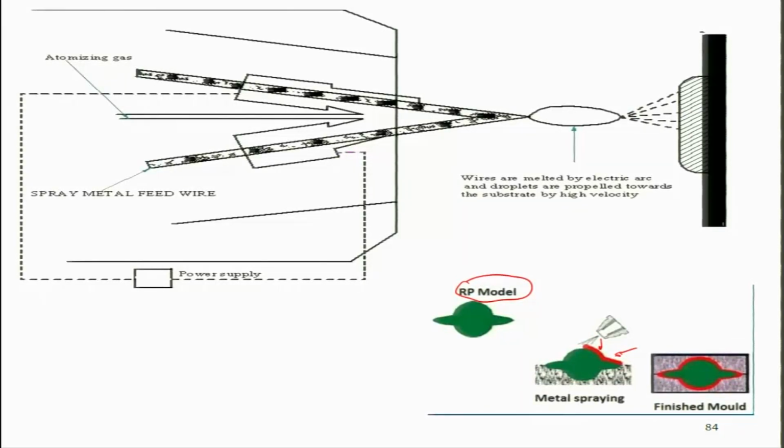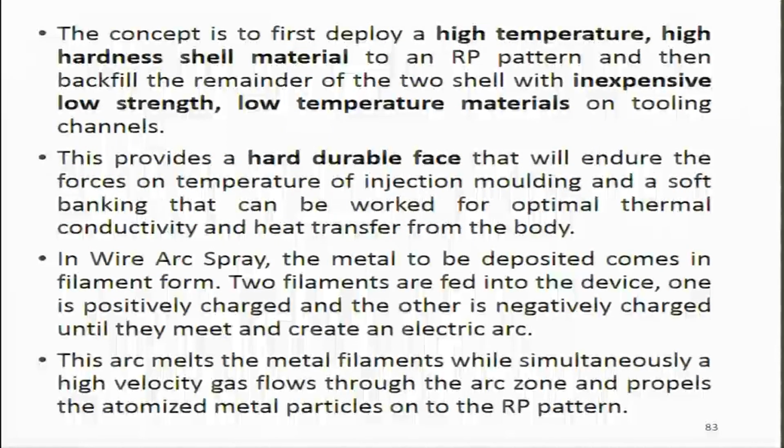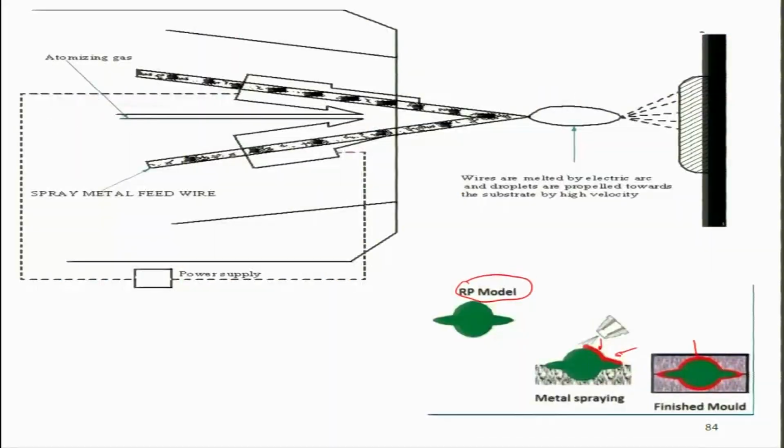so that when the pattern is extracted, it can comprise metallized surfaces of the mold, which can later be thermally cured, etc., so that there is sintering between the material, and that can result in some longevity of the particular mold in question. Okay. So here the whole concept is about creating a high hardness shell material on an otherwise RP pattern, and then backfilling the remainder of the two shells with inexpensive, low strength, low temperature materials on tooling channels. It can definitely provide a hard and durable face of the pattern using this wire arc process.